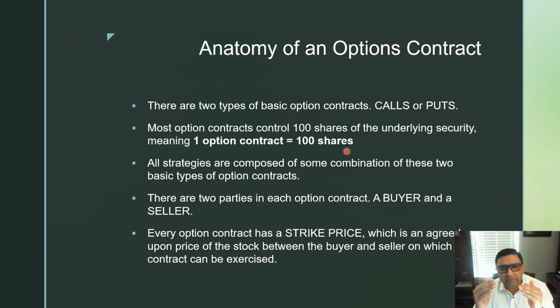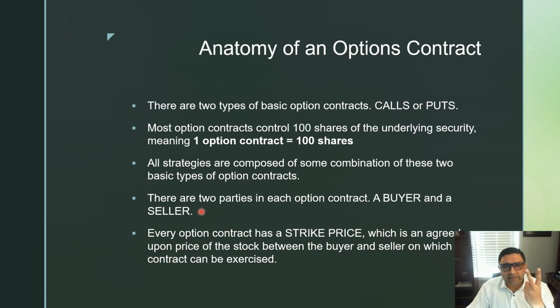Now, that's a simplistic statement. There are some securities and indexes whose price is just so high that not everybody can afford to buy one contract for 100 shares. So some option contracts are called mini contracts, and mini contracts control only 10 shares, but they are very few. For more than 90% of options available on the market, one contract controls 100 shares. All option strategies are composed of some combination of calls or puts.